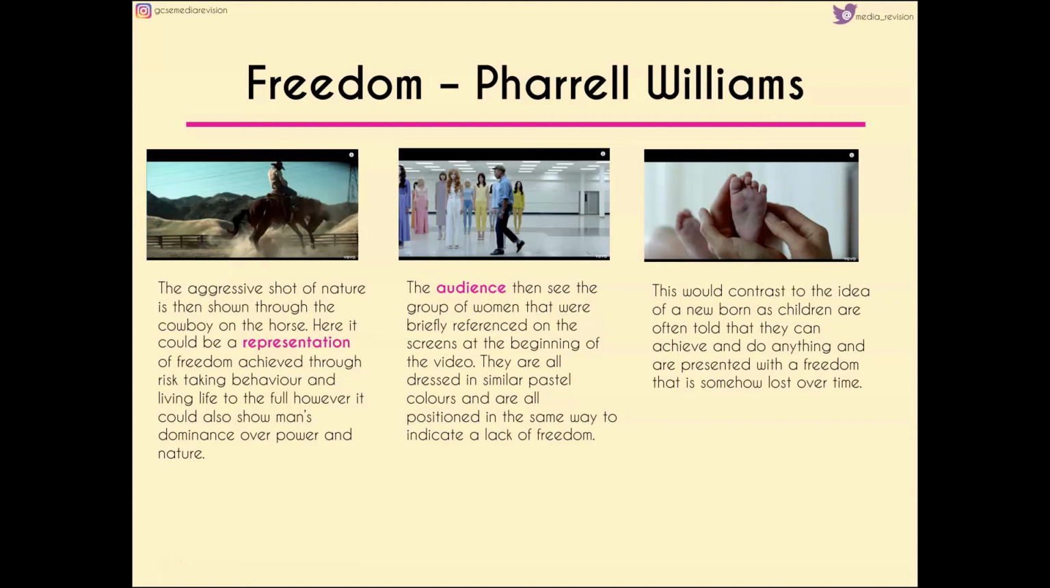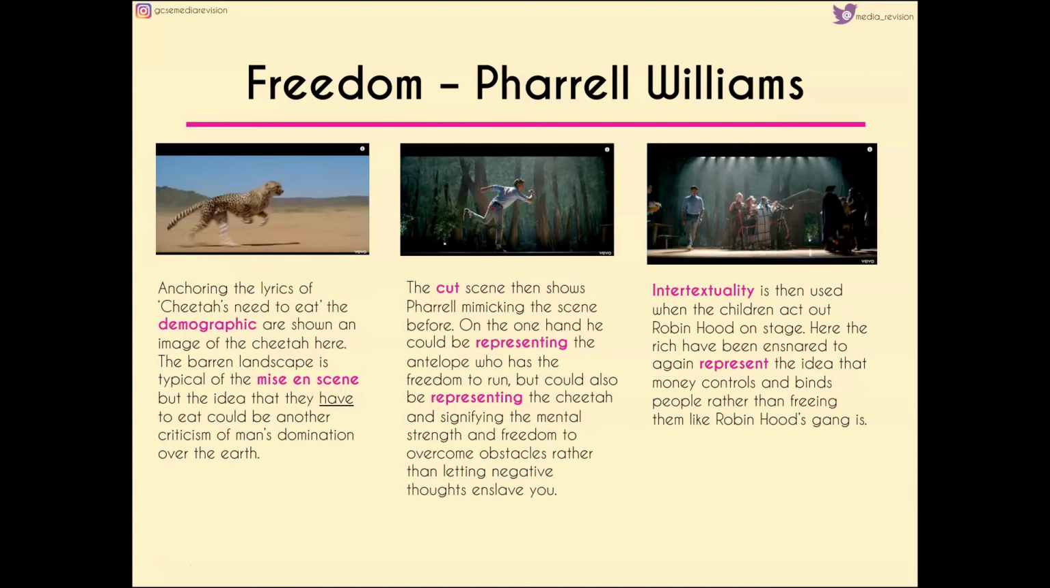Now we then move into that centre frame where we see the women who were very briefly referenced on the screens at the beginning of the video. They're all dressed in very similar pastel colours and are positioned in the same way to indicate uniformity and therefore a lack of freedom, which contrasts to that third shot of the newborn baby, because children are often told that they can do whatever they want, they can achieve whatever they put their mind to, and are presented with this sort of freedom that seems to be lost as we grow into adults and is lost over time.